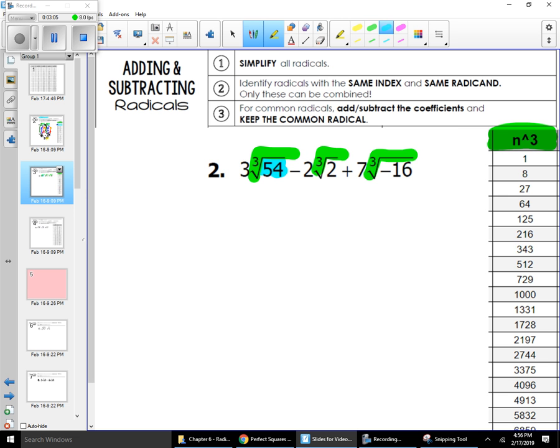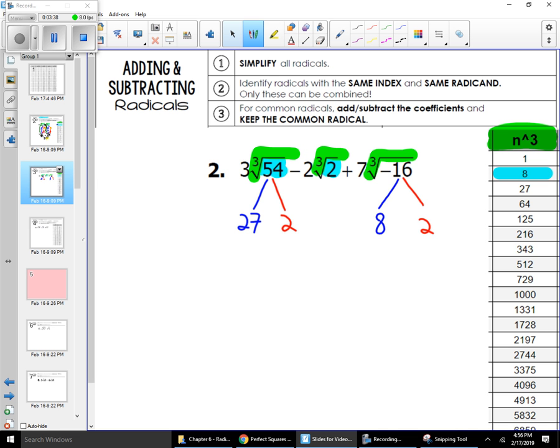Let's start with the 54. 54 can be obtained by doing 27 times 2. 2 is not a perfect cube, nor is it going to have a factor in the perfect cubes list other than 1, and breaking 2 up into 1 and 2 doesn't help us much. 16 we can break up into 8 and 2.